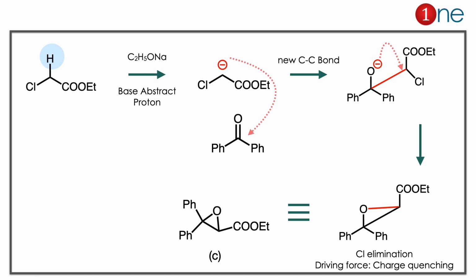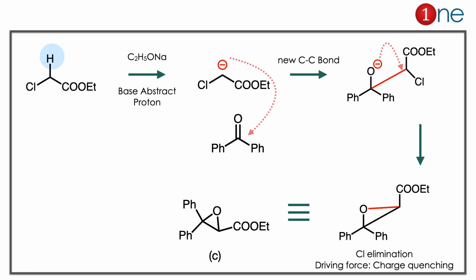Here, if you look at the mechanism, it will be easy to understand. First step, you are using sodium methoxide. It abstracts the acidic proton. The proton is acidic because both sides have electron withdrawing groups. So the anion is formed there. Then the anion attacks the carbonyl. You have a new CC bond and the anion is there.